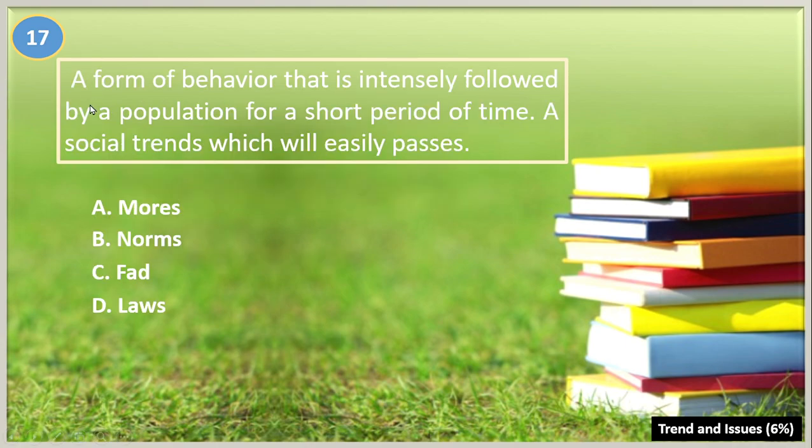17. A form of behavior that is intensely followed by a population for a short period of time. A social trend which will easily pass. Okay, what's the answer? Is it A, mores, B, norms, C, fad, D, laws? The answer is letter C, fad. Okay, fad is a social trend which will easily pass.